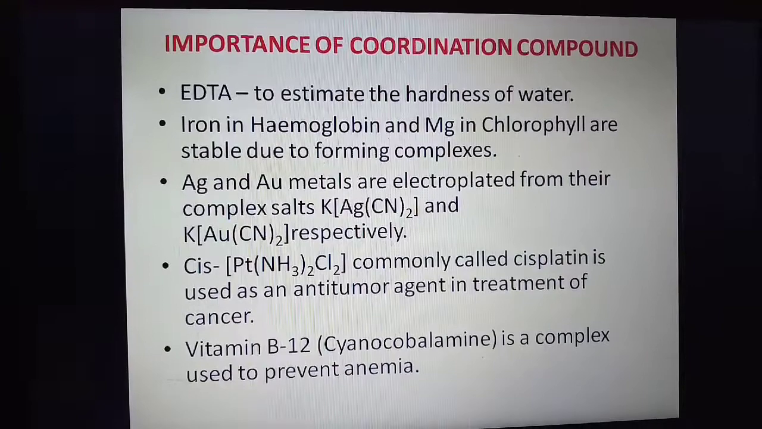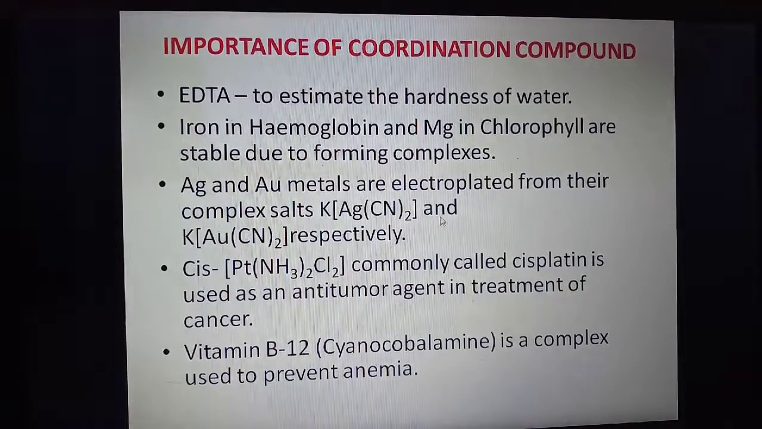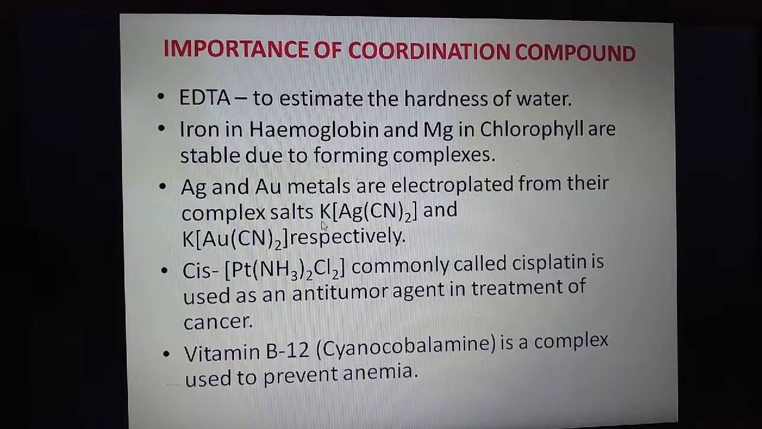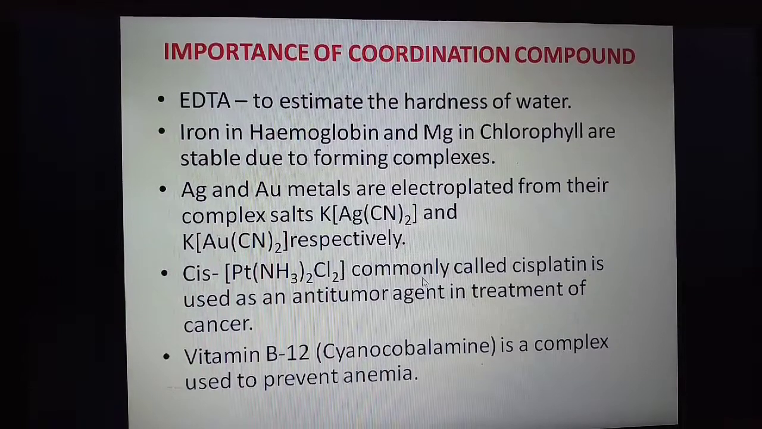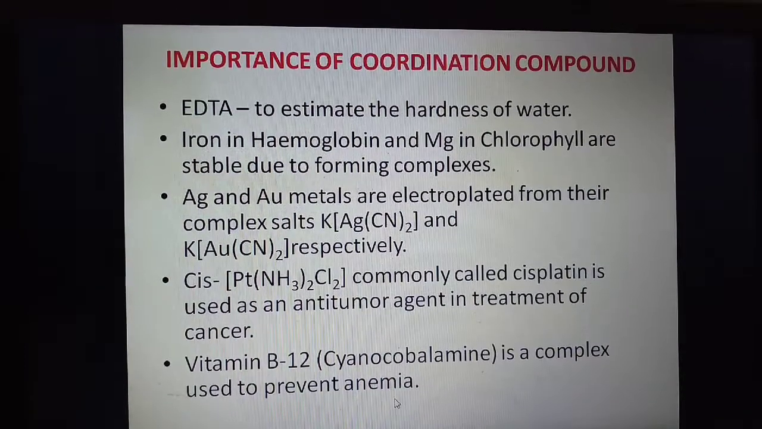I made a mistake, it is corrected now: Ag and Au, silver and gold metals, are electroplated from their complex salts K[Ag(CN)2] and K[Au(CN)2] respectively. Cis-platinum with ammonia and chlorine, we call this diamminedichloridoplatinum(II). This, commonly called cisplatin, is used as an anti-tumor agent in the treatment of cancer, while vitamin B12, cyanocobalamin, is a complex used to prevent anemia.